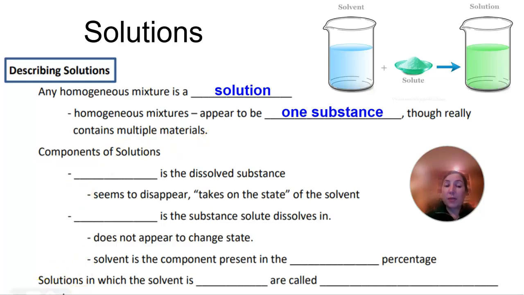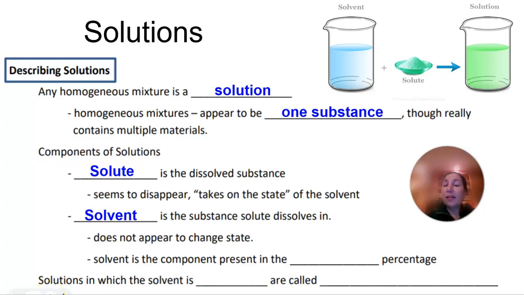So what are the components of solutions? Well, the solute is the dissolved substance. So our solute is the green solid. It seems to disappear. It takes on the state of the liquid solvent in this case. So a solute takes on the state of its solvent, or can take on the state.